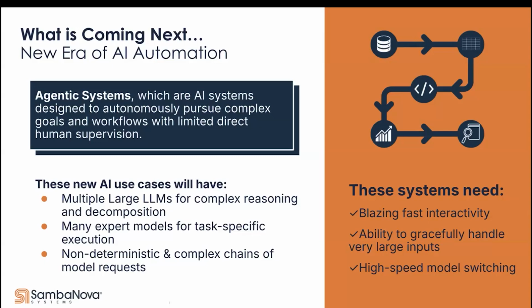With this new era also come the needs from these systems of really fast interactivity, which was pointed out with the complex chains. Ability to gracefully handle very large inputs, because it's dealing with a lot to understand the user's situation, as well as high-speed model switching, which was talked about with the expert models.